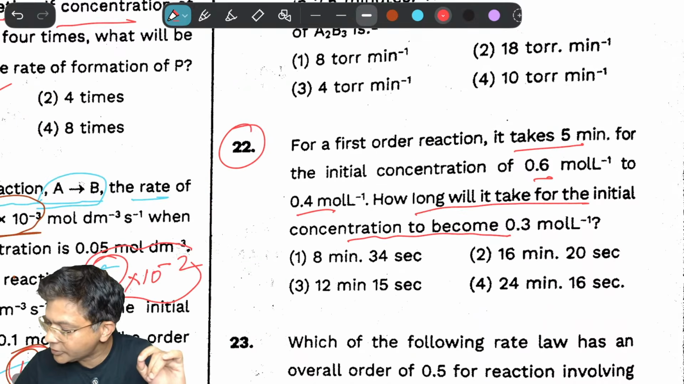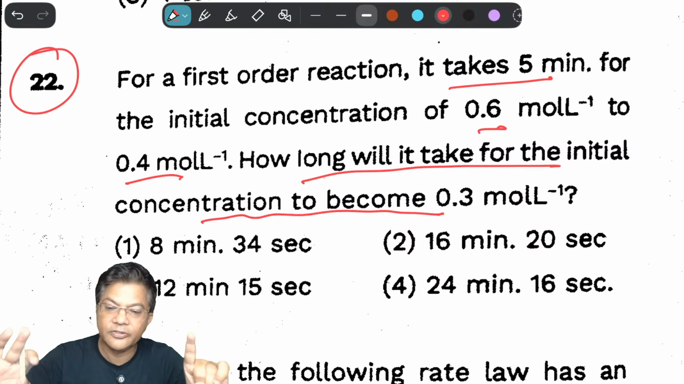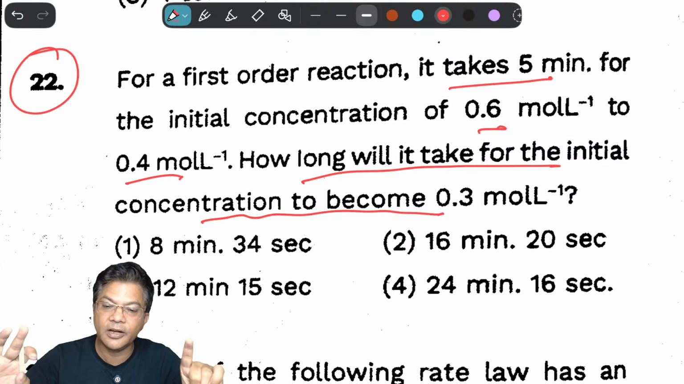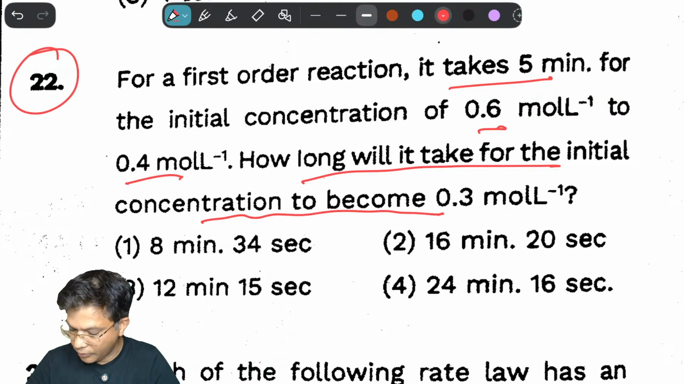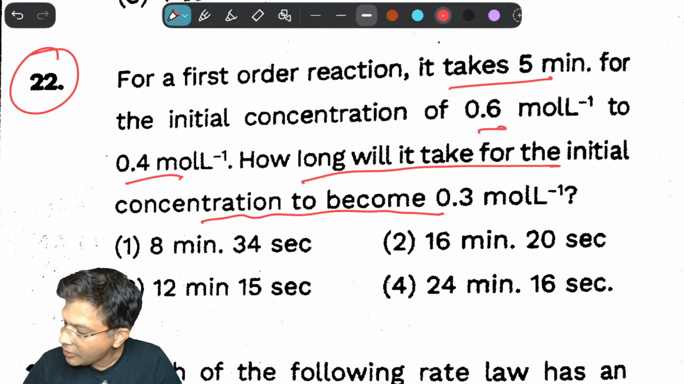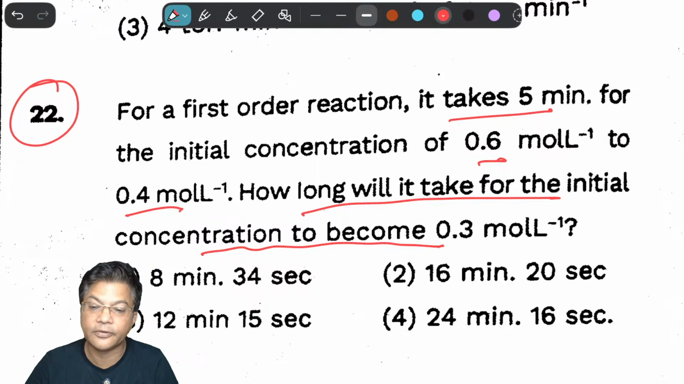Now next question, just see. Have you got it? Is it clear? Is it clear now? Yeah, now see another question. 22. Now see how to do this question 22 and tell me the answer. What's the answer of it?